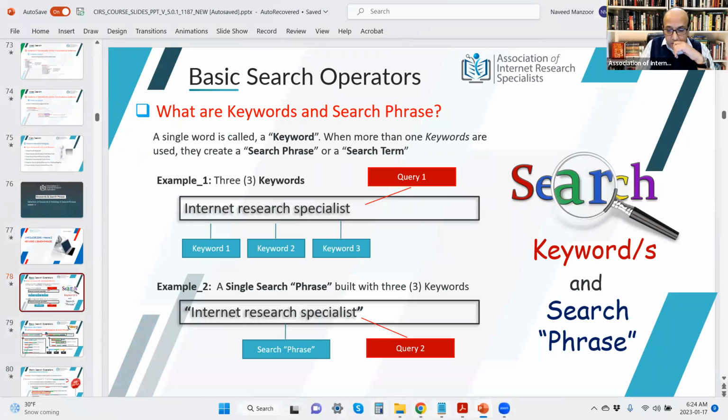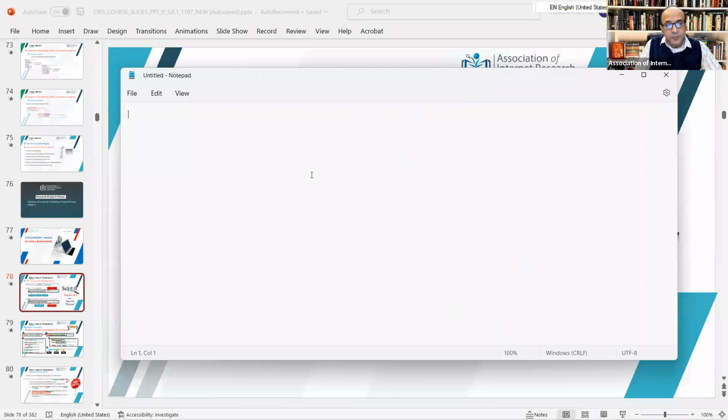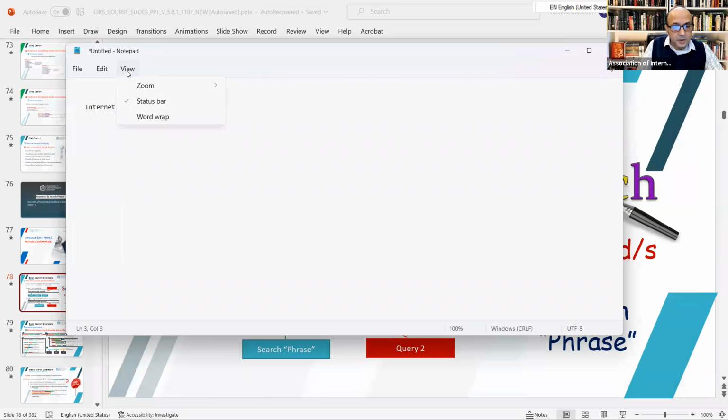So if I can use this notepad and show you what I mean, if it is internet, and I put them, let me just increase the zoom in.